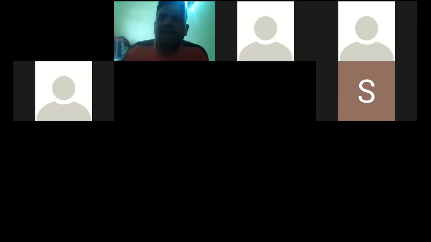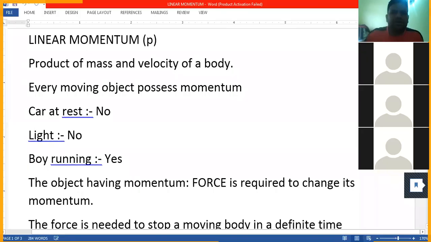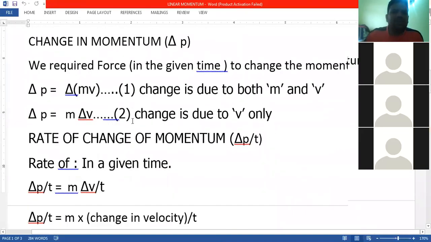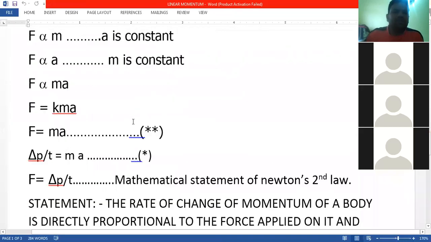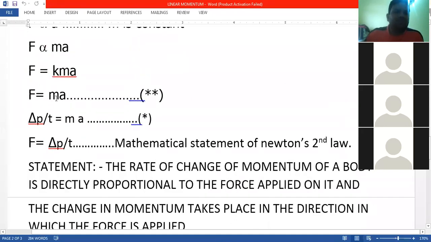Yes, and then we derived a relation that the rate of change of momentum is directly proportional to the force applied. Exactly. And then we concluded one very important relation. Okay, so let's start with this now. We have discussed momentum, then rate of change of momentum, and then we concluded this very important law. F is equal to ma and delta p upon t is also ma. So what we concluded, F is equal to delta P upon T.